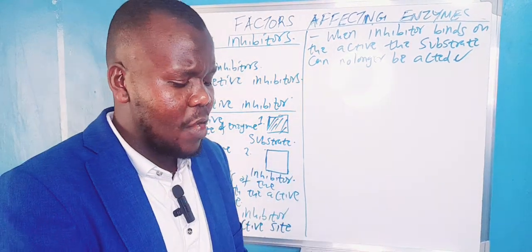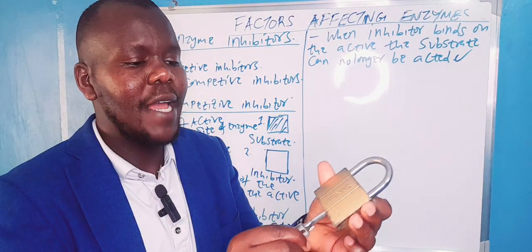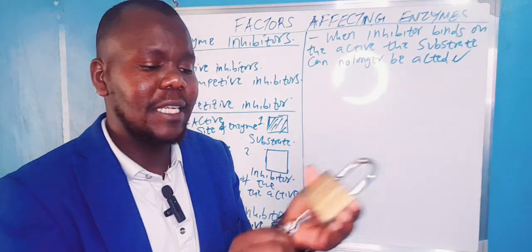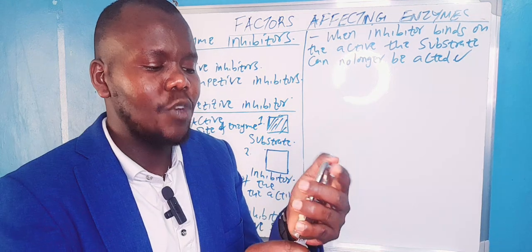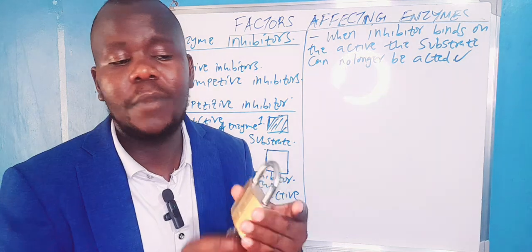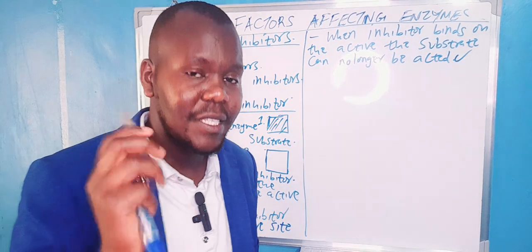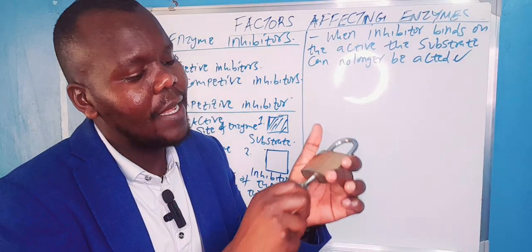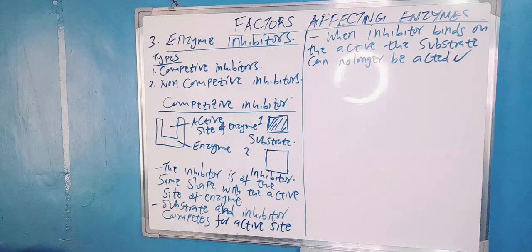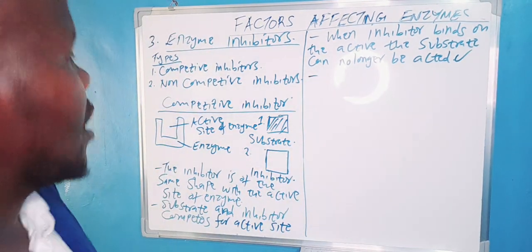Now when they bind, let's say my lock was closed. When the key binds, this opens, and because this is a substrate, it will be acted upon. But now let's say this one is my inhibitor, of the same shape. Once it has bound to this section, the substrate will not have any position to enter. When I take another key, it cannot enter because the active site is already occupied. So the substrate can no longer be acted upon.